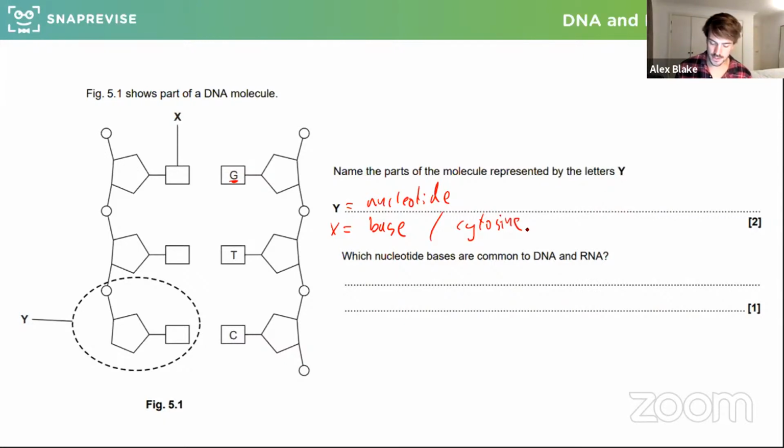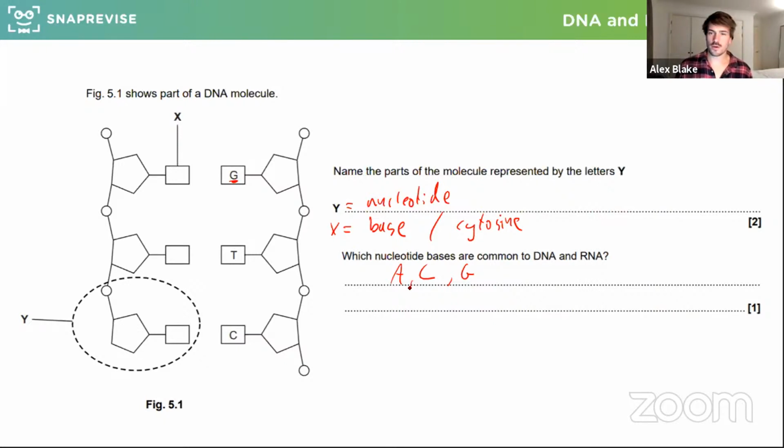Perfect. So next one, just a 1 marker. Which nucleotide bases are common to DNA and RNA? A, C, and G. You can write them in the short form to get full marks, or you can write the full proper name.